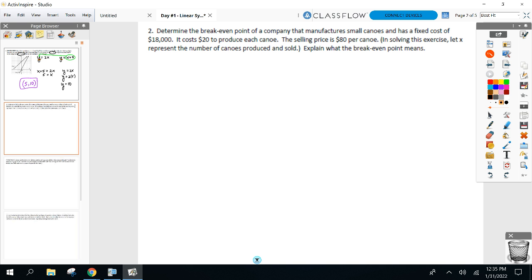It's going to cost us $20 a canoe to make. We're going to sell them for 80. What's our break-even point? Break-even means the following. Give me a number of canoes to sell so I don't lose money, but on the other end, I won't make money. It's just $0. That's what I need you to find. How many canoes do I make so I don't make money and I don't lose money? So here's how you find the break-even point.